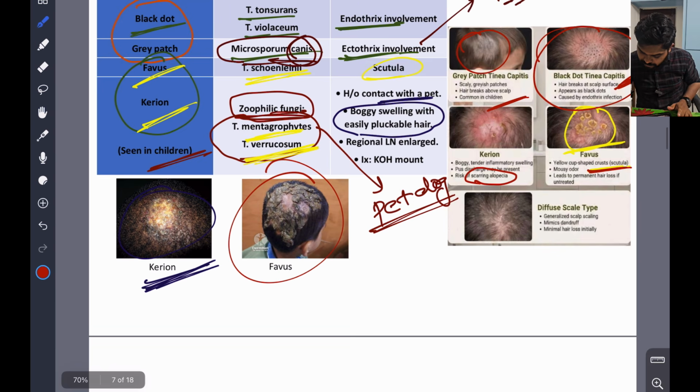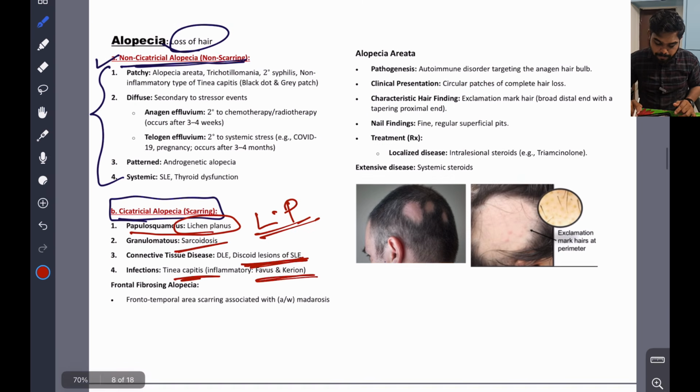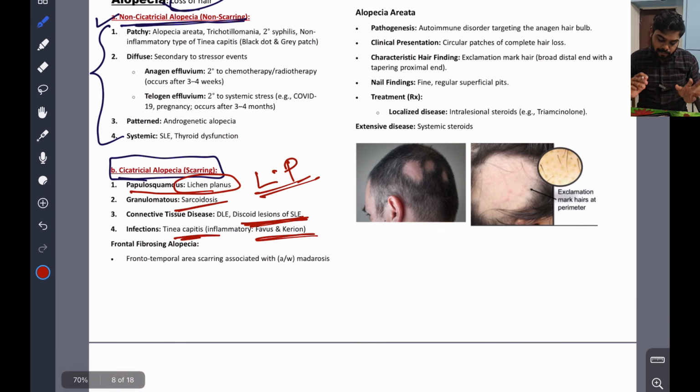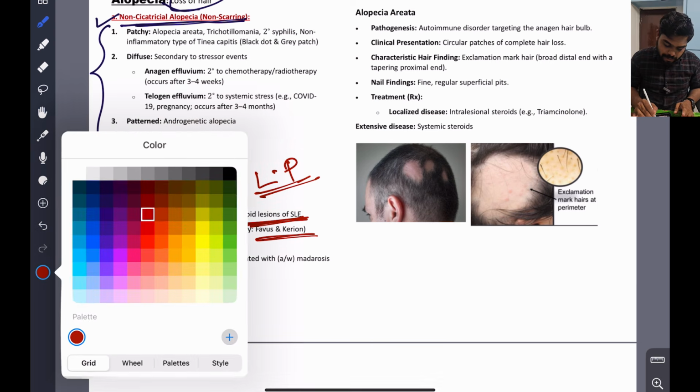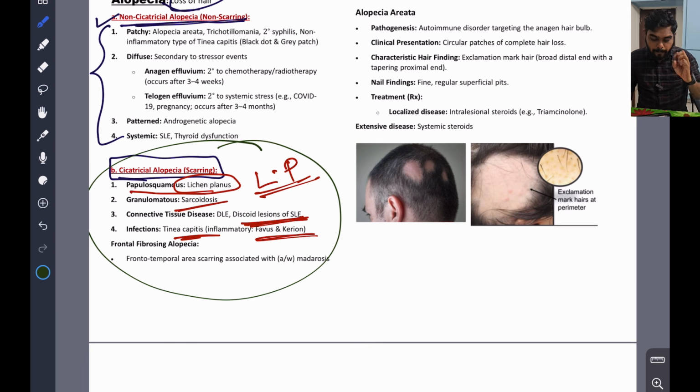Now we'll see the favus and kerion. Favus also, hair loss will be there, leads to permanent hair loss if untreated. See, both favus and kerion, inflammatory tinea capitis, cause cicatricial or scarring alopecia. So what are the causes of scarring alopecia we saw here? Scarring alopecia, which is very important: papulosquamous, granulomatous condition, connective tissue and infections. These all are important. Okay, hair loss. So that is scarring.